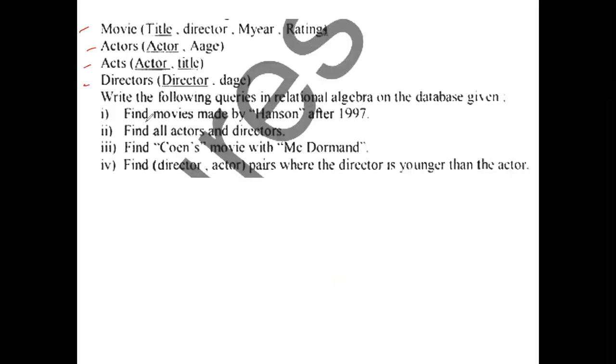So let us look at the first query. Find movies made by Hansen after 1997. Movies made by means he must be the director, and here the director name is given, after 1997. So year is also given over here. In order to get the director name, we must use the director table, and in order to get the year, we can use the movie table.